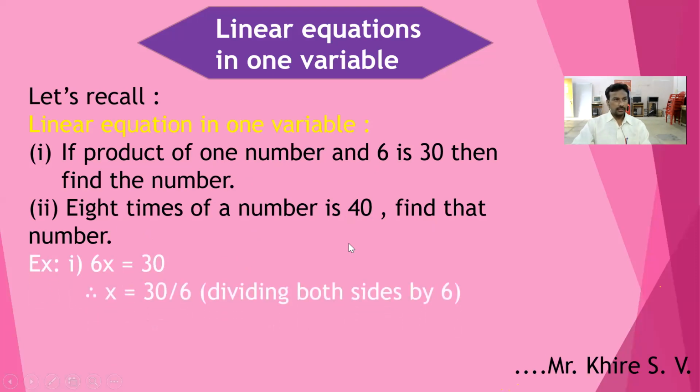Answer of the first example: our equation is 6x is equal to 30. Here 6 into x is there. The 6 goes to the RHS side and it will become 30 divided by 6, that is dividing both sides by 6. Then we get the value of x is equal to 6 fives are 30. Therefore x is equal to 5. Therefore the required number is 5.